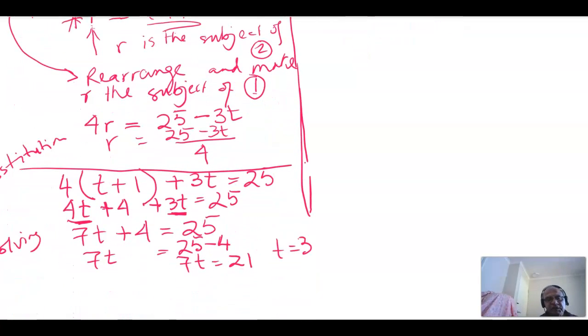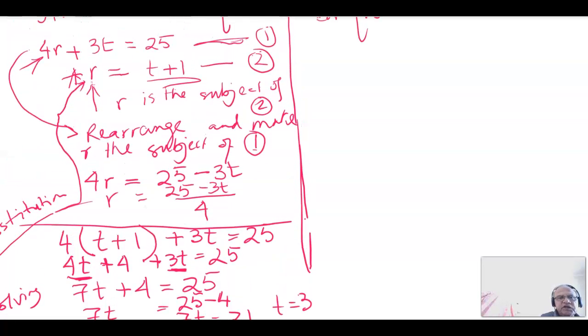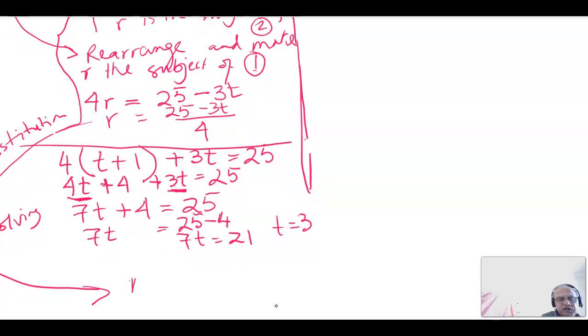Now, that is not the end of the problem. Now we've got to figure out r, and for that matter, I can use number 2. So if I use the number 2 equation, which is basically r equals t plus 1, the relationship between r and t is 1 extra. If added to t, that gives you r, so r will be 3 plus 1. And that gives me 4.